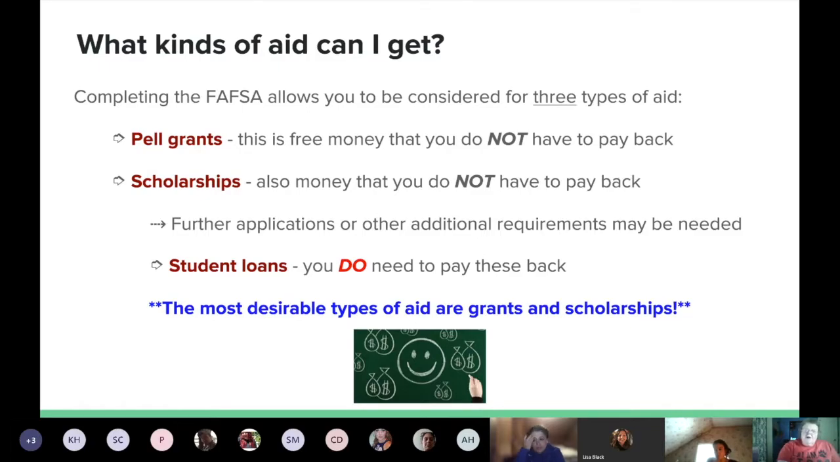Scholarships, this is also money that you do not have to pay back, but there may be certain strings attached to that as well. Further applications or other additional requirements may be needed. Student loans, you do need to pay these back. The most desirable types of aid are grants and scholarships. If you do need to take loan money out, and a number of our students do, the first choice is taking the subsidized loans. Second choice is taking the unsubsidized loans.